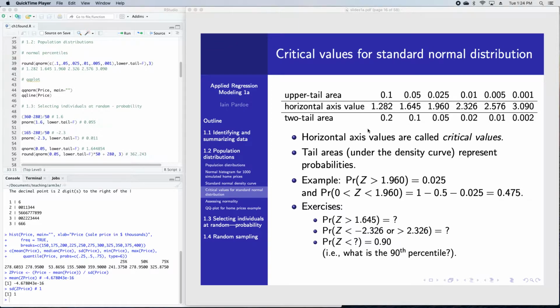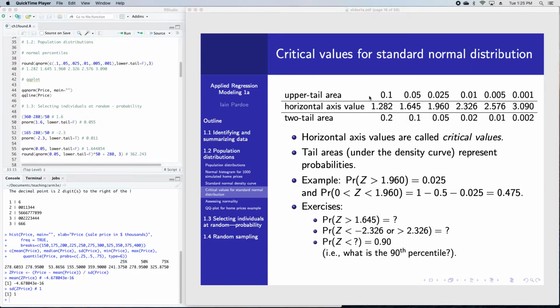So here's an example of a piece of a normal table. Let's look at the middle row first, the horizontal axis values. These are the numbers along the axis, going from 1.282, 1.645, 1.96, 2.326, 2.576, 3.090. These are critical values that correspond to specific tail areas.